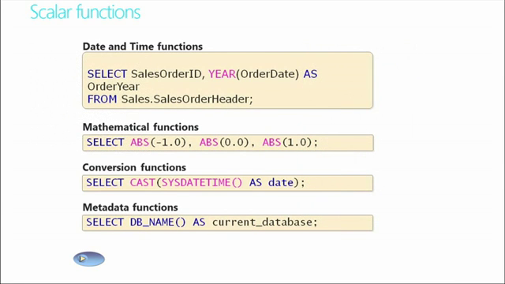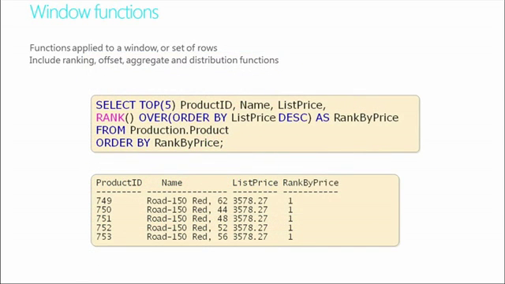So here's an example of a date time function where we're doing a select sales order and grabbing the year from that particular date. A mathematical function, looking for the absolute value. We're doing a cast. We've already seen that one. A metadata function where we're selecting DB_NAME as current database. So if you're programming and you want to retrieve the current database that you're in, you can use select DB_NAME, open and close paren, and it will return the current database you're working in. So it's a good way to determine where you are to make sure you're executing the commands you want in the appropriate database here.